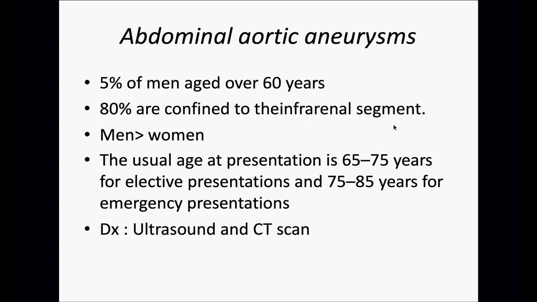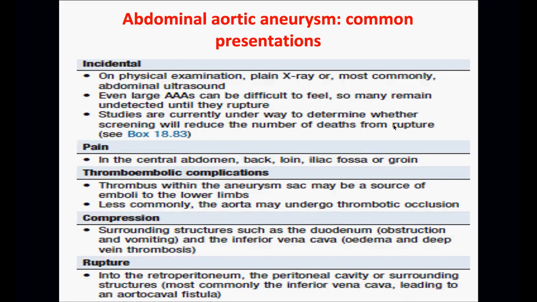Usual age of presentation is at elderly, and diagnosis by ultrasound or CT scan of the abdomen. Next slide. Common presentation for abdominal aortic aneurysm: incidental finding on ultrasound or imaging, and may cause abdominal pain, may cause thromboembolic complication, may cause compression on surrounding structure, or may rupture and present as cardiogenic shock and intraperitoneal bleeding, retroperitoneal bleeding.